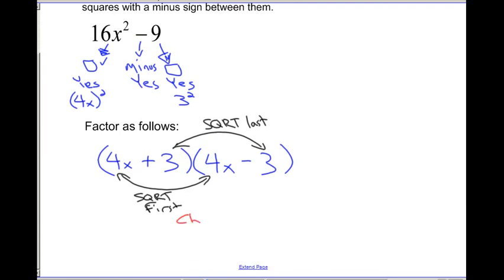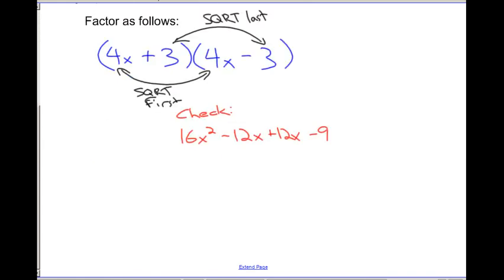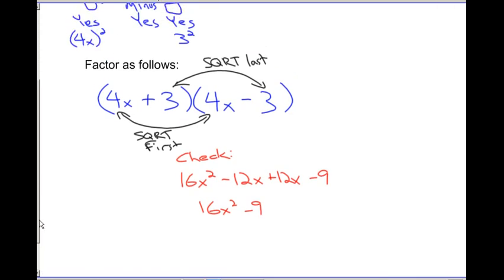Check them. Let's see what we get. We'd get 16x squared minus 12x plus 12x. Ooh, that's going to be 0, which in turn gives us 16x squared minus 9. These kinds of pairs of binomials, where you have the same terms, but one has a plus, one has a minus in it, are called binomial conjugates.